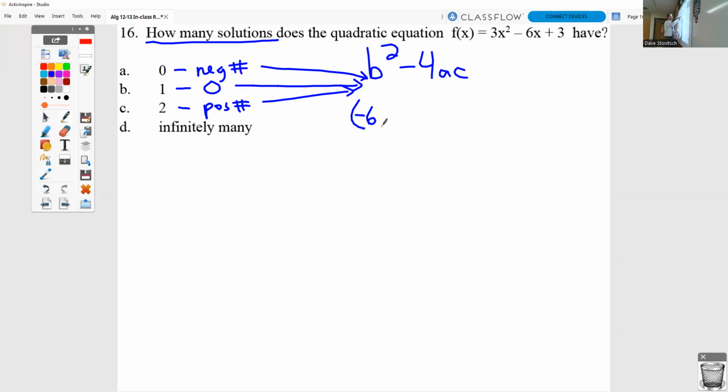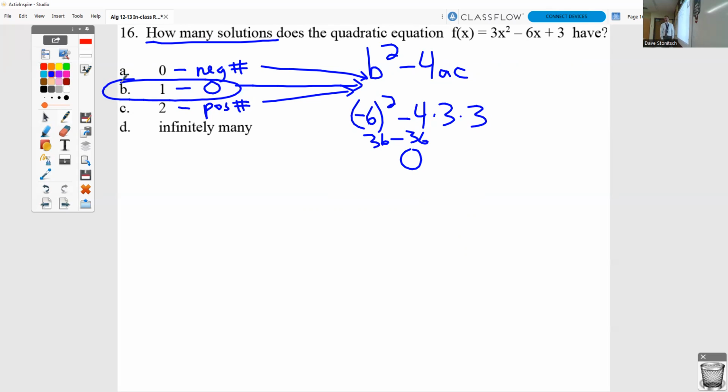B squared, negative 6 squared, minus 4 times a times c. So just type that right into the calculator. You get an answer of 0 when you type that into the calculator, because you have 36 minus 36. 36 minus 36 is 0. 0 is one solution. I know that gets very confusing, right? You could also, if you forget what's what, just do the quadratic formula to it. Actually see what the answer is: if you get one solution or two solutions or no solution because it's an imaginary number. Oh, by the way, it's never going to be infinitely many.